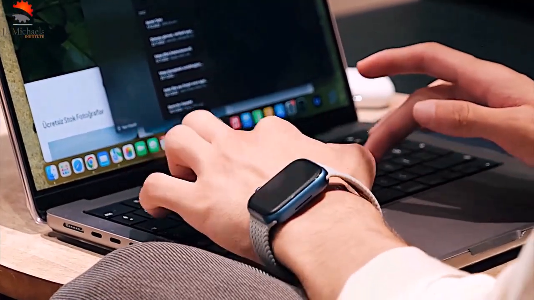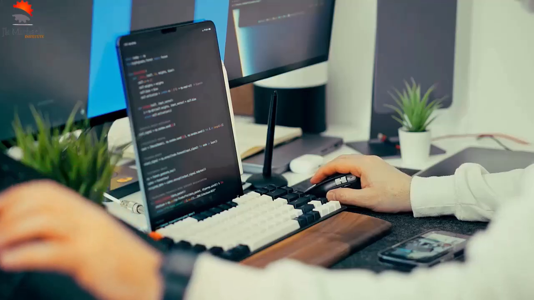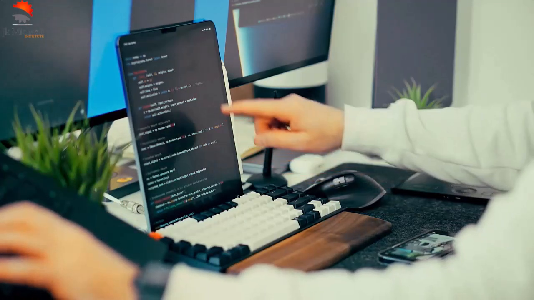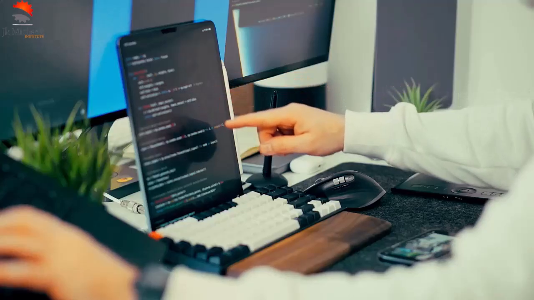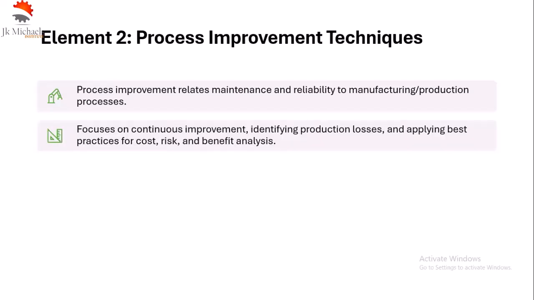Welcome again. Now, let's talk about process improvement techniques, the second element of the manufacturing process reliability pillar. Now, process improvement relates maintenance and reliability activities to manufacturing or production processes.